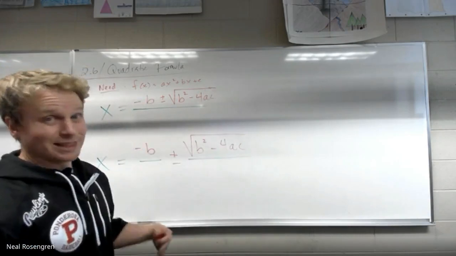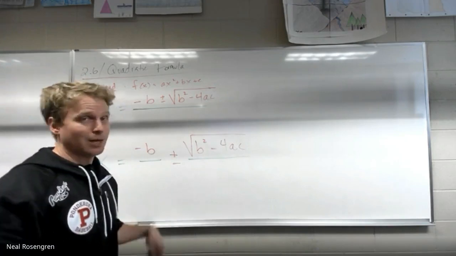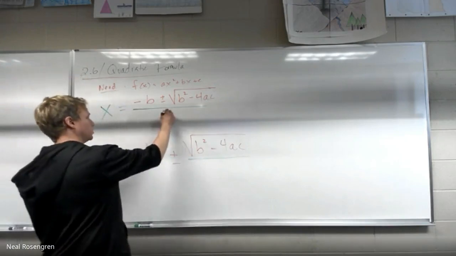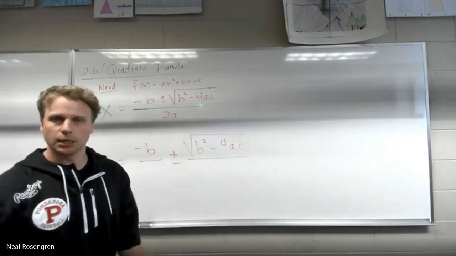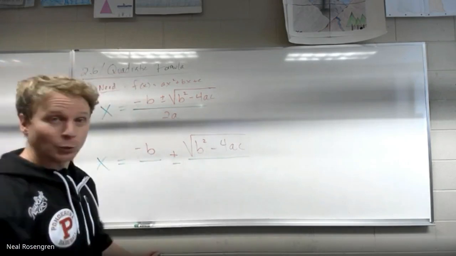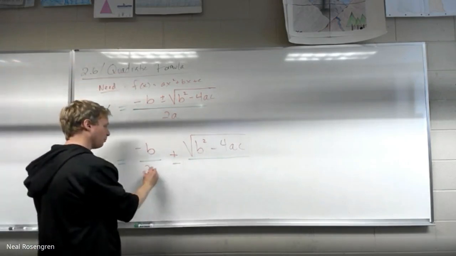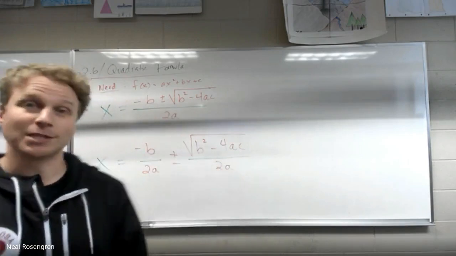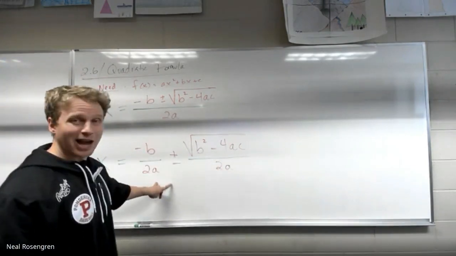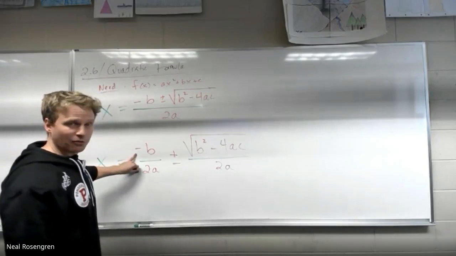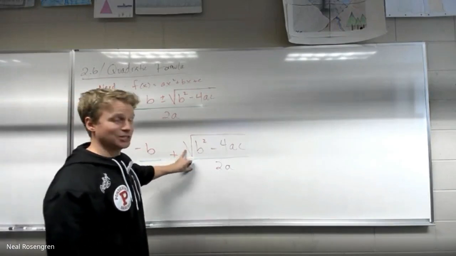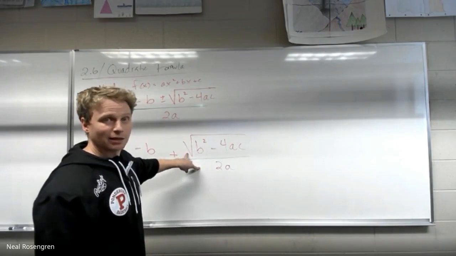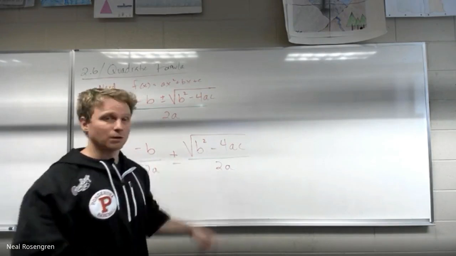So the top has a lot going on. The bottom, super simple. 2a. That's it. 2a. Now I have to put that on the bottom of both of these fractions. But you're going to see why I like nice stuff up front, plus or minus potentially a square root kind of thing at the end. Okay, but either one is fine.